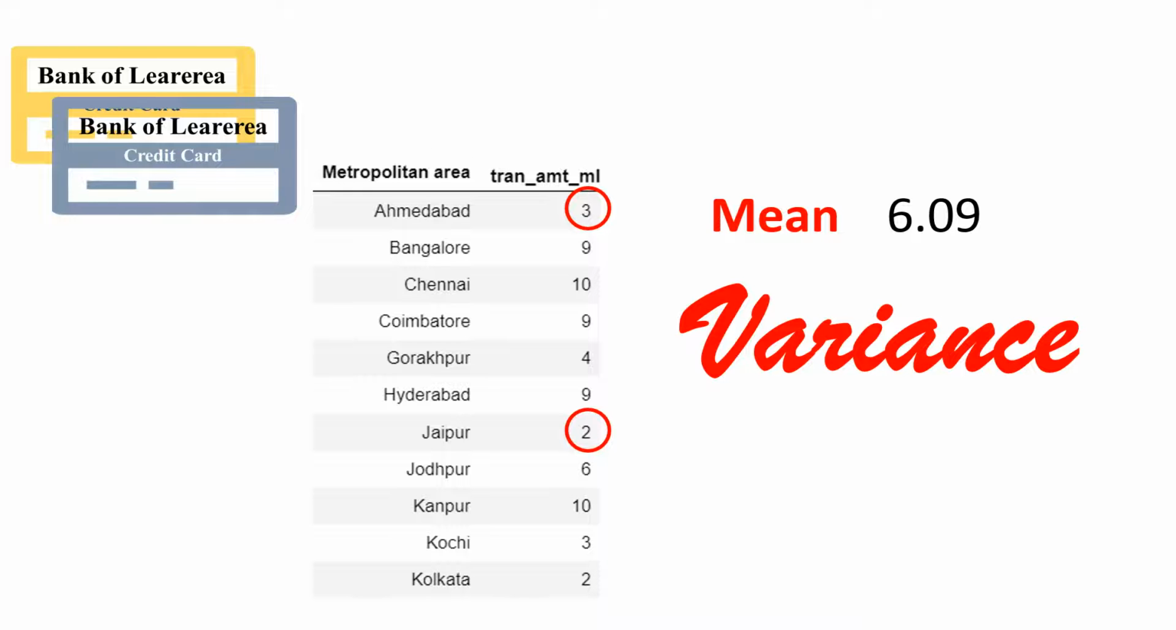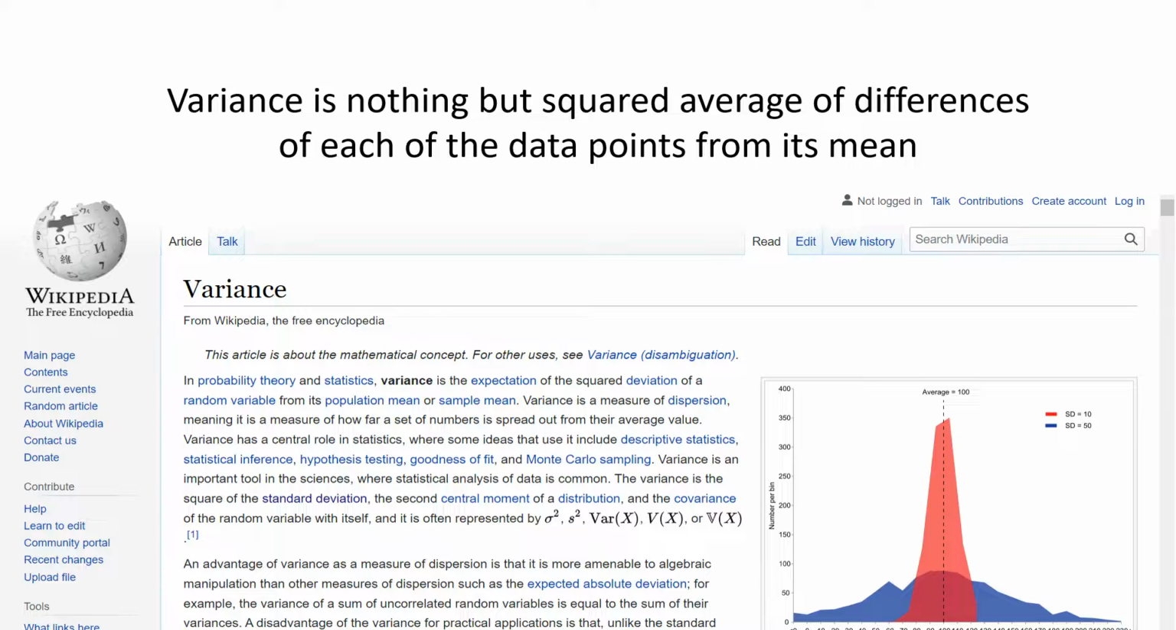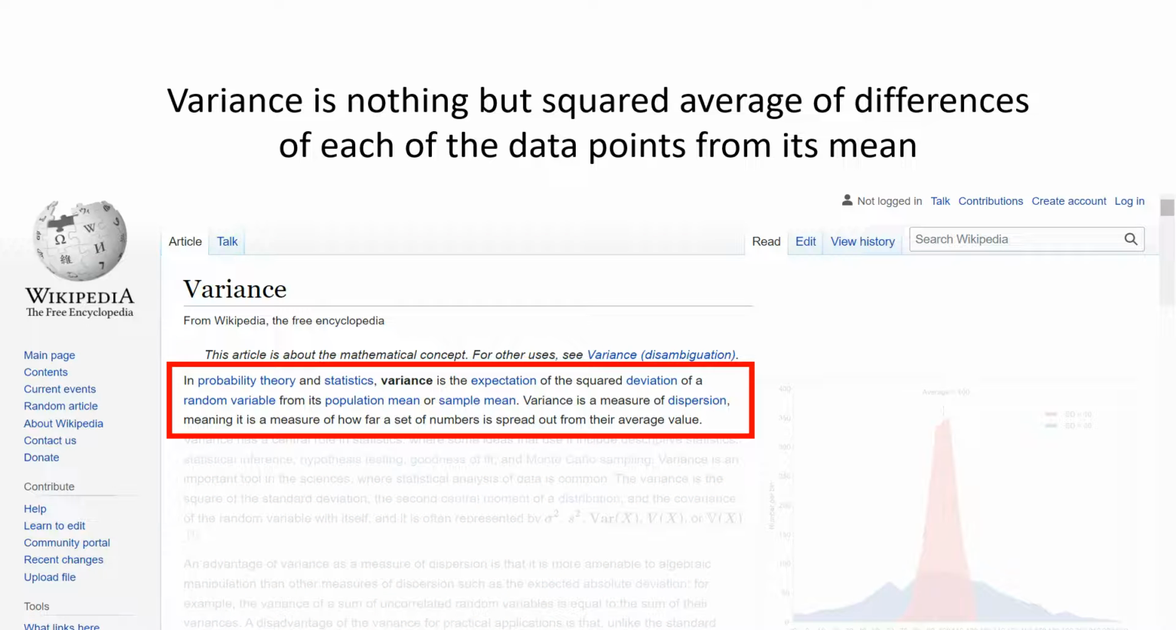Now what variance is, let's understand its definition. Variance is nothing but a squared average of differences of each of the data points from its mean. So this is the layman's term definition of variance. Let's have a look at Wikipedia. What does it say? Here is a big definition available over here. But the point which you should note is this one: variance is a measure of dispersion, meaning it is a measure of how far a set of numbers is spread out from their average value.